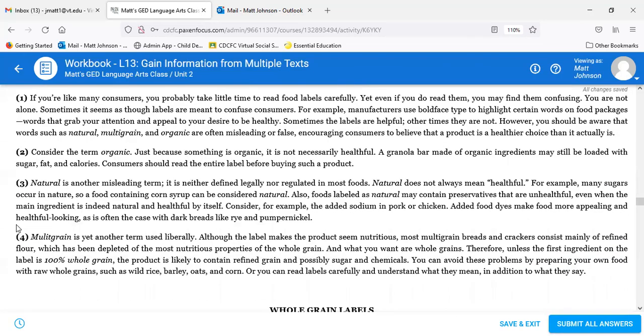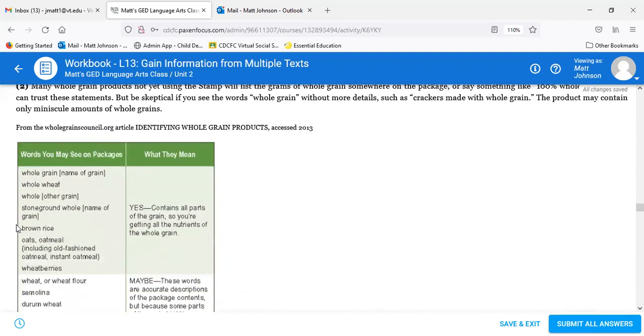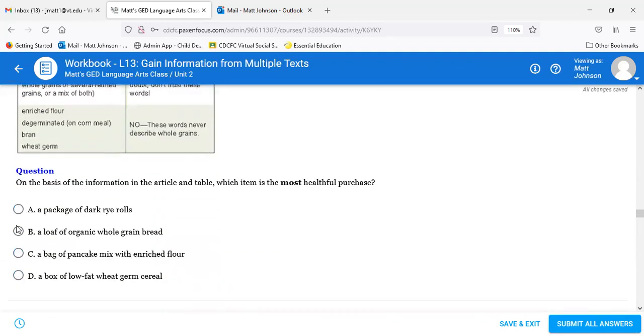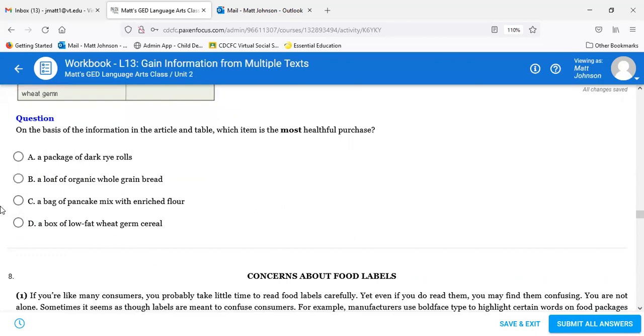7, more multigrains, more whole grains. 7, let's go back to Etta. Question 7. Okay. On the basis of the information in this article and table, which item is the most healthful purchase? A, a package of dark rye rolls. B, a loaf of organic whole grain bread. C, a bag of pancake mix with enriched flour. Or D, a box of low-fat wheat germ cereal.